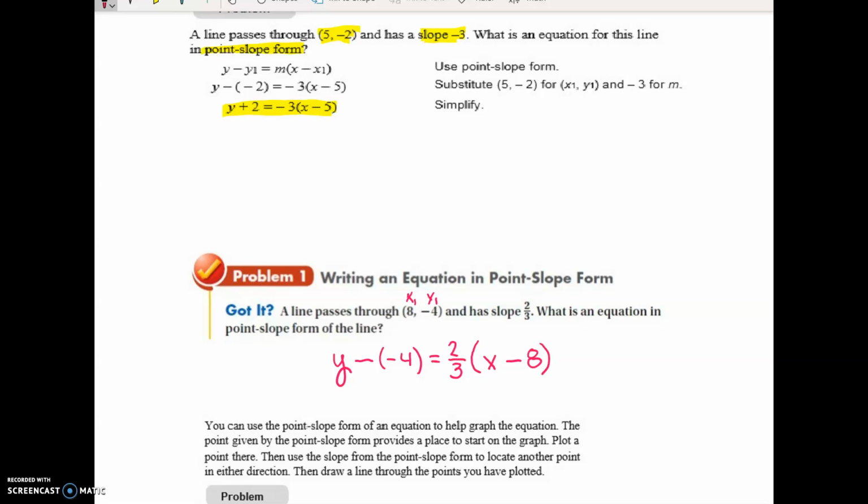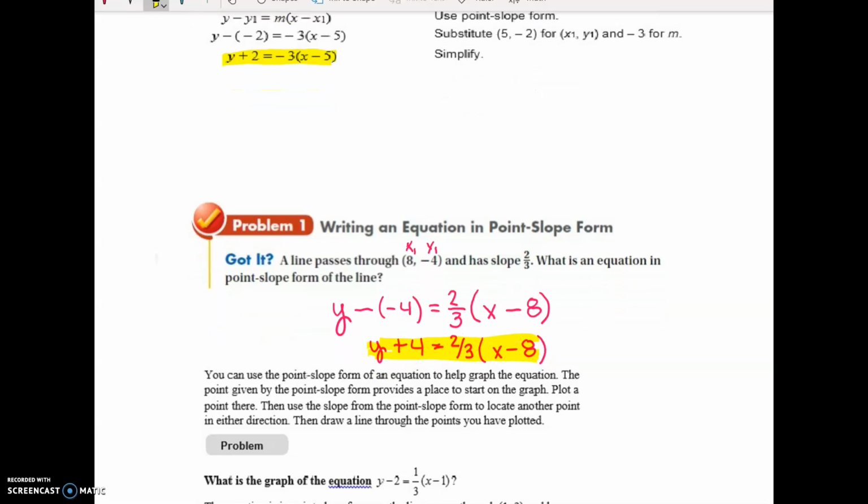And then we can simplify this a little bit. We can go ahead and change this to plus. So y plus 4 equals 2/3 x minus 8. And that would be considered your final answer as far as just writing it in point slope form. That's how we would leave it, our solution, or the answer, I should say, to the equation.